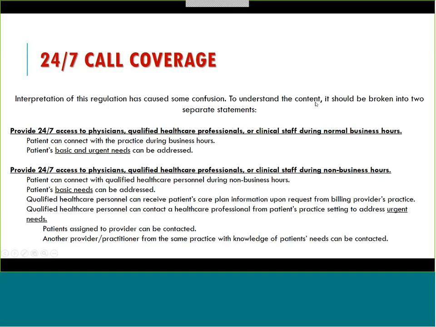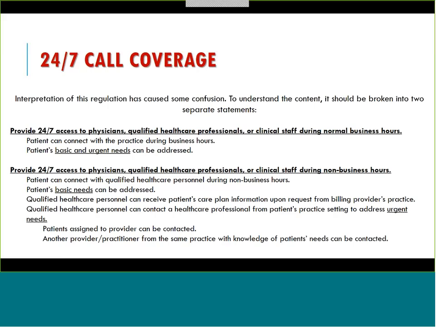During normal business hours, you should be able to meet all basic and urgent needs. After non-business hours is really focused on basic needs; we can meet those if they're detrimental. If it's something that can wait, the patient will be referred to call the care team member the following day. If there are urgent needs, there needs to be a process in place, and we talked about this, so I won't go into great detail. There needs to be a process in place where those urgent needs can be addressed.